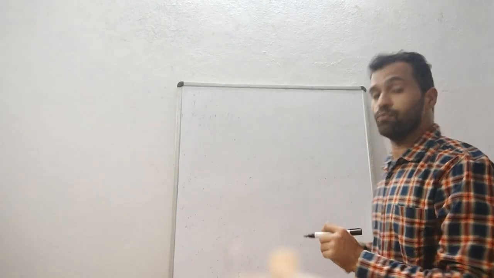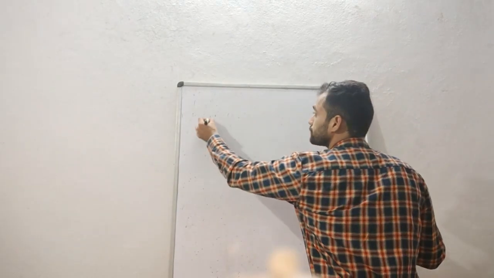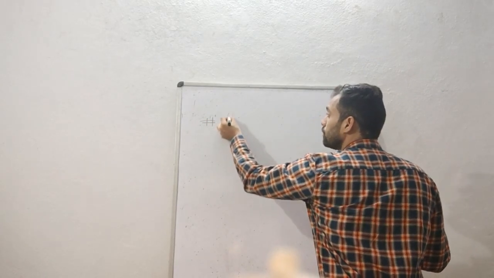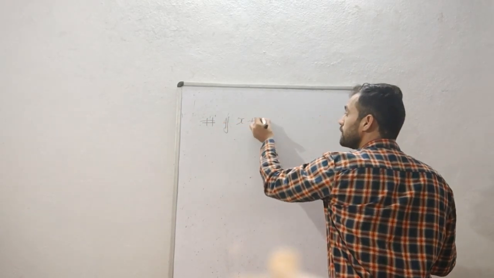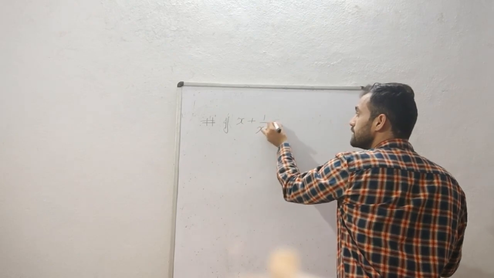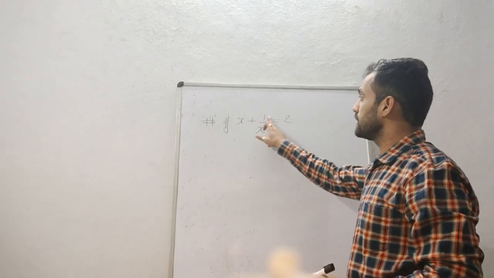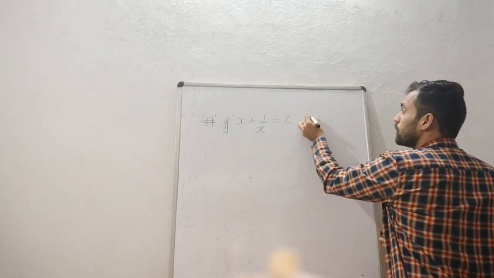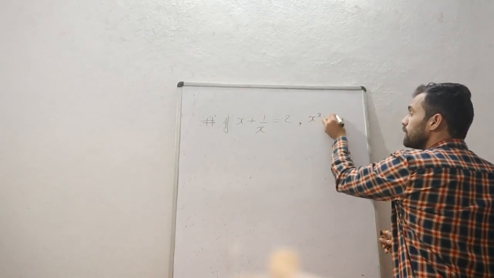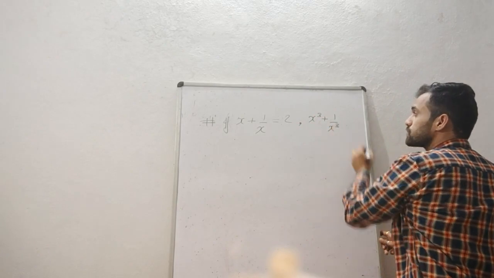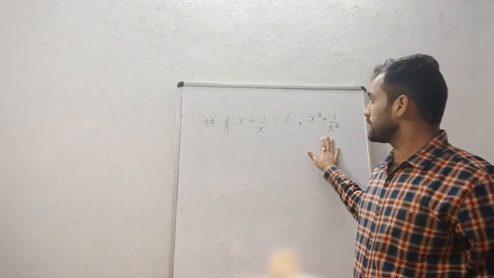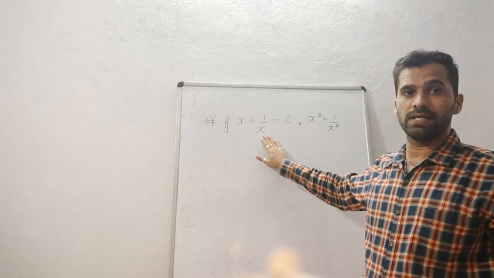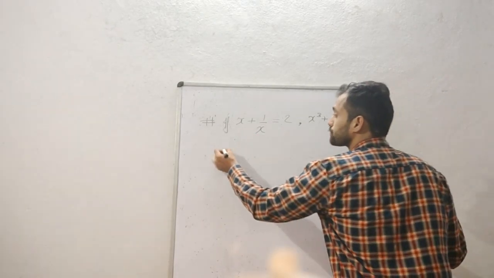Now we will learn a few more questions here. Suppose we are given the value of x plus 1 by x is equal to 2. The value of x plus 1 by x is given, that is 2, and we have to find the value of x cube plus 1 by x cube. For solving this type of question, we know the identity (a plus b) whole cube.